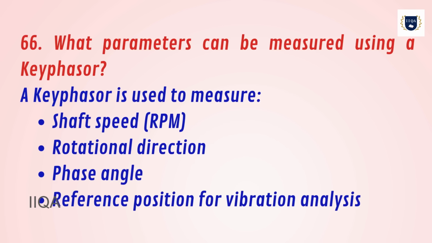66. What parameters can be measured using a Keyphasor? A Keyphasor is used to measure shaft speed, RPM, rotational direction, phase angle, and reference position for vibration analysis.